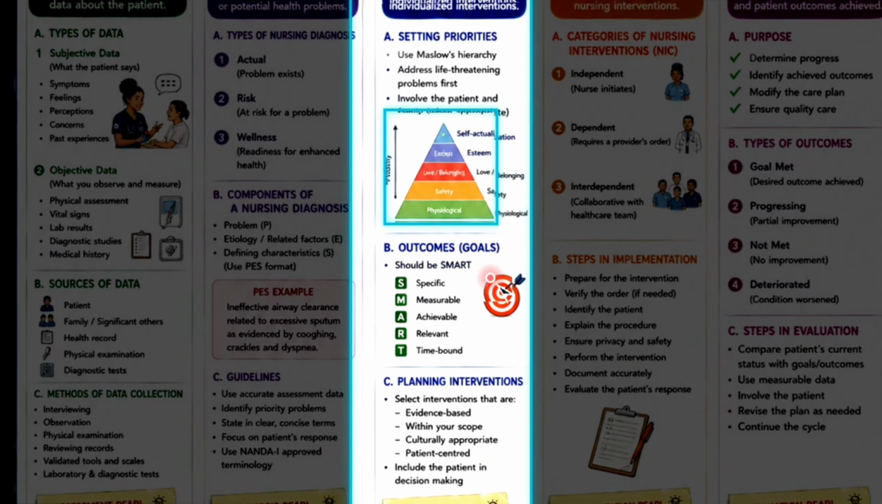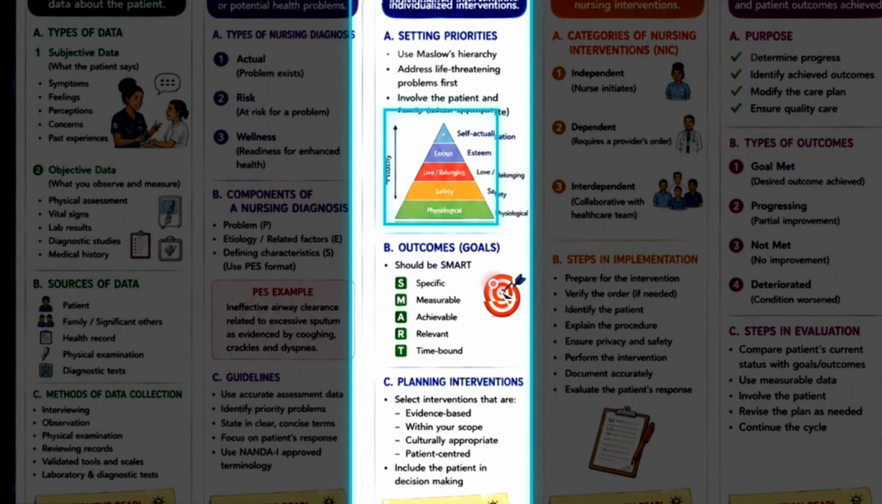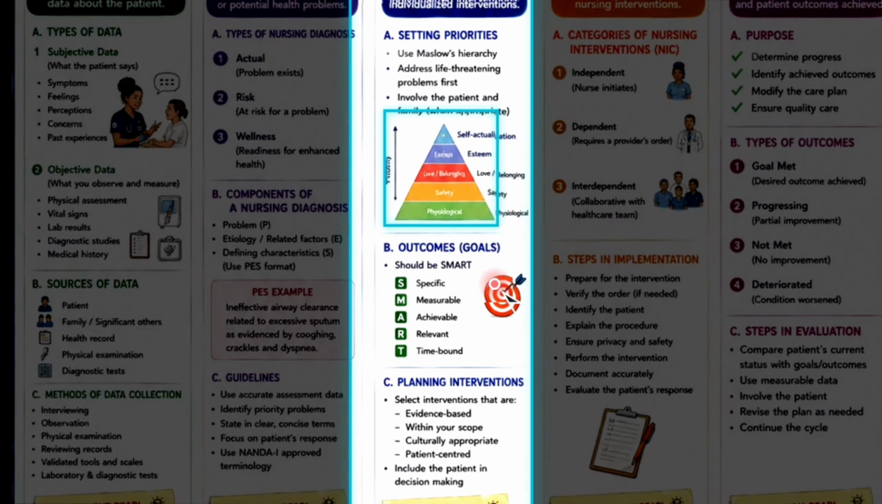Always address acute, life-threatening conditions immediately, while actively involving the patient and family in priority selection whenever feasible. Second, when establishing outcomes and goals, every goal must strictly follow the SMART framework.